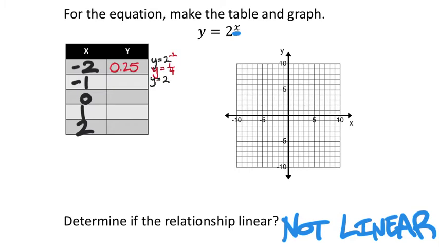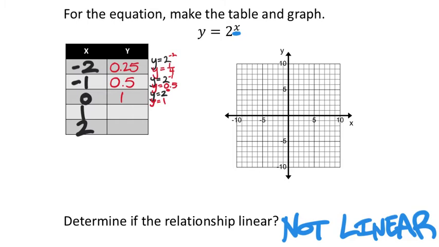Then y equals 2 now to the power of negative 1. This is going to give you 1/2 or 0.5. So that's my corresponding y value. How about y equals 2 now to the power of 0? Well, that gives us y is 1. Anything to the power of 0 is 1. So 0, 1, that's pretty nice.